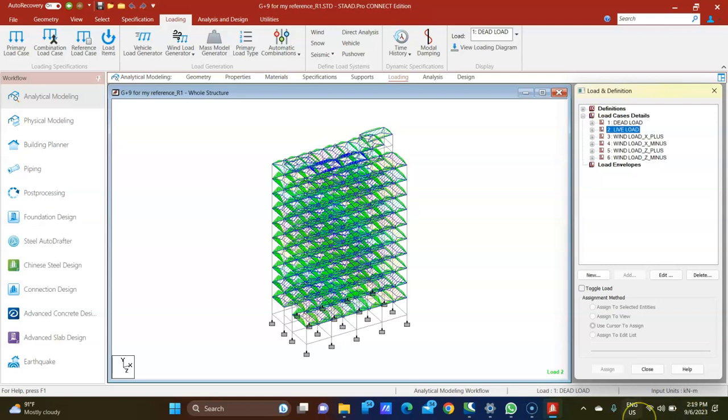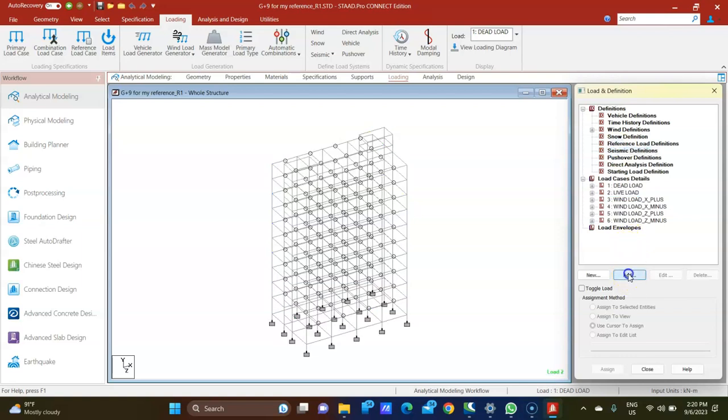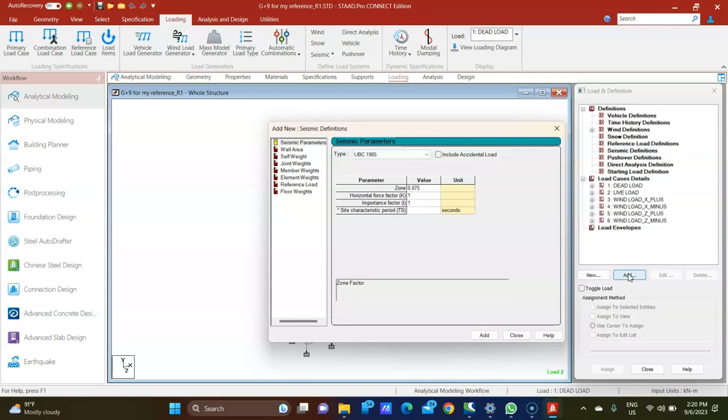Let's see. As I told you, initially you will have to put the seismic definition. Seismic definition means where the building is situated and what the type of the building is. What are the exposure conditions? All those things are basically called definitions. So click on definition first. If you click on definitions, there are so many definitions. Vehicle definition is useful for bridge design basically. But in your case, wind definition you have already given, and seismic definition is there. So click on definition, under definition click on add, and if you click on add, one vertical window will appear to you.